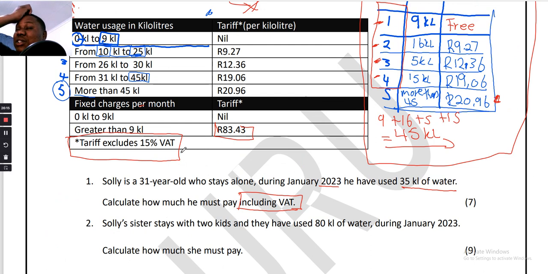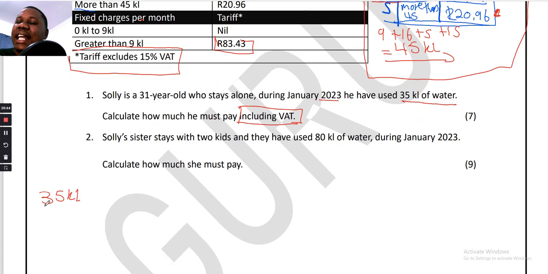How is he going to pay? According to this table, we start with block number 1. We don't do block 2 or block 4 first. We start with block number 1. When we have depleted block number 1, and I remember mentioning that we're going to talk about the word depleted, we go to the next block. So according to block number 1, out of this 35 kiloliters, we minus 9 kiloliters.